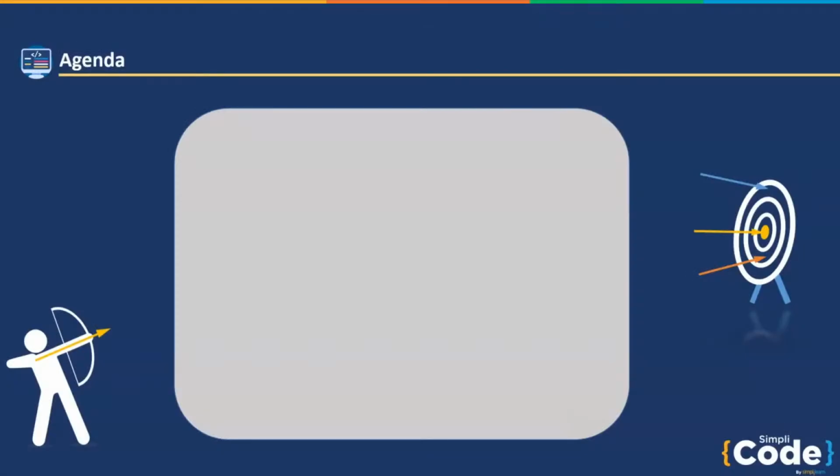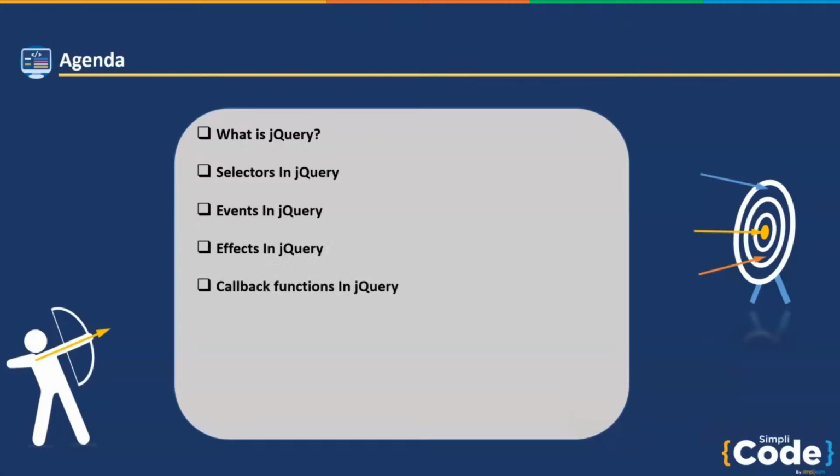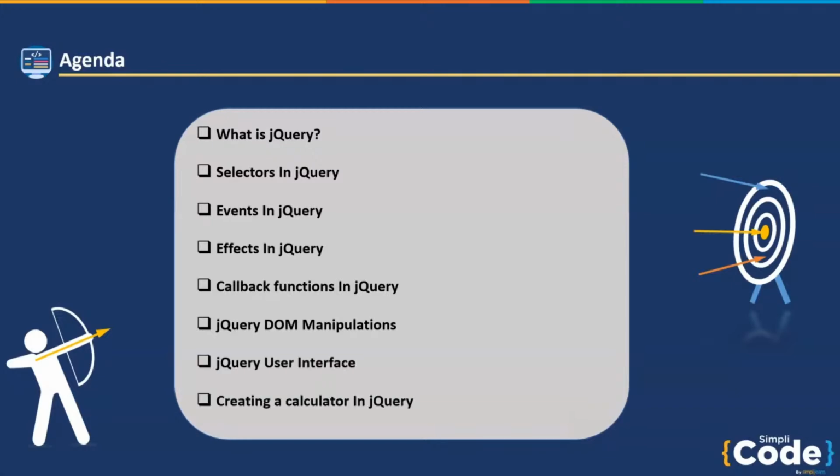Let's go through the agenda for this full course tutorial. We'll start this video with an introduction to jQuery. We'll then move on and cover topics like jQuery Selectors, jQuery Events, and jQuery Effects. Callback functions in jQuery and how jQuery is used to manipulate the document object model are certain topics we are going to cover in this tutorial. Following that, we'll also go through a brief introduction to jQuery UI. We'll finish this video by creating a mini project wherein we'll create a calculator app using jQuery.